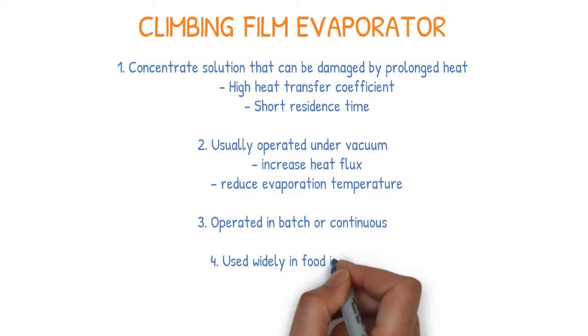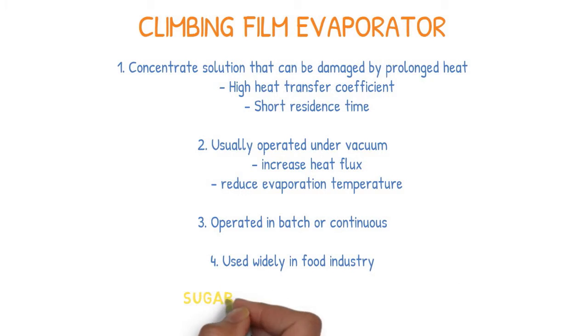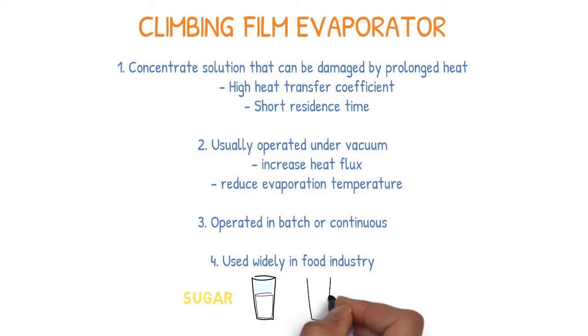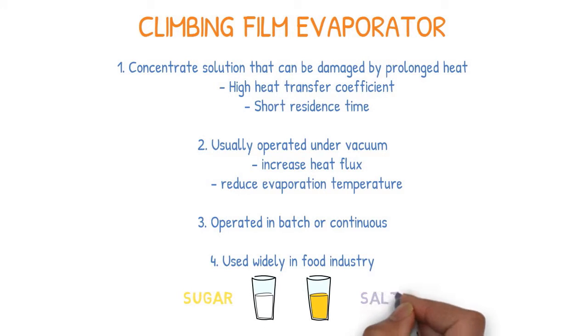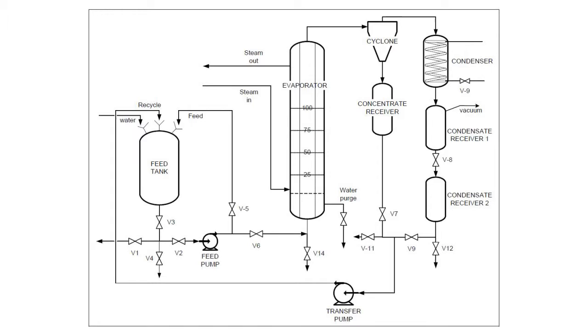Mostly CFE is used in the food industry, such as to produce sugar, milk, orange juice, salt, and many more. There are several types of equipment involved in this experiment. The first one is the feed tank. It is used to store water, recycle solution, and feed. It is connected to the feed pump. The feed pump is used to deliver the feed into and out of the feed tank.